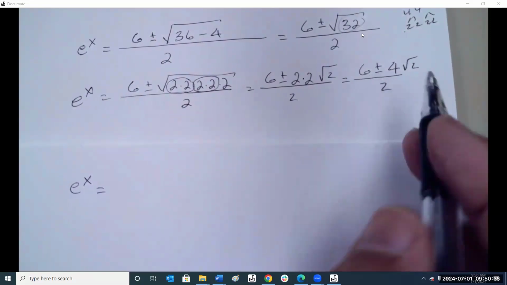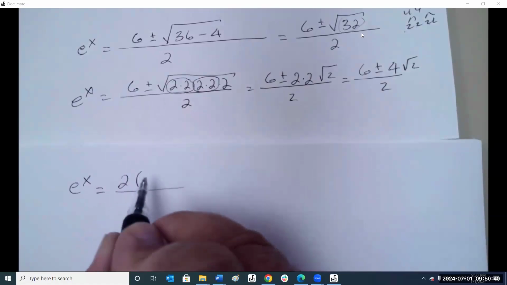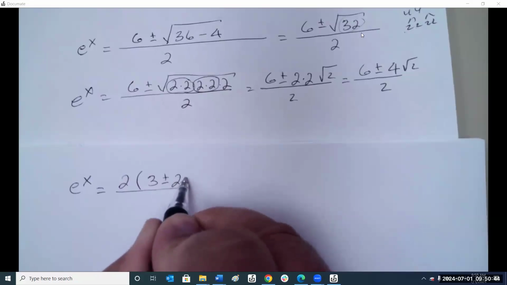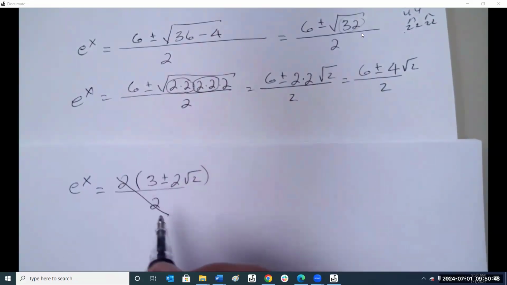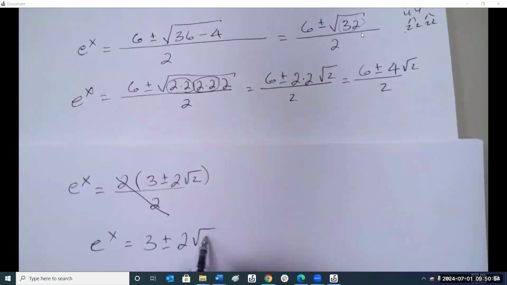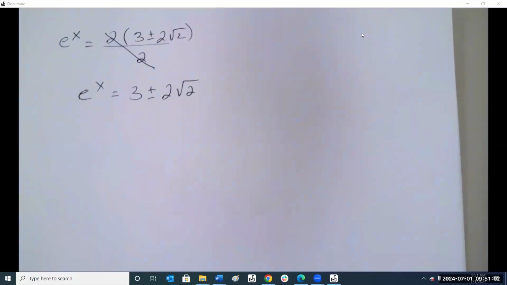On top, since they're both a factor of 2, we can take out a 2. So we get 3 plus or minus 2 radical 2 over 2. So that gives us e to the power x equals 3 plus or minus 2 radical 2.